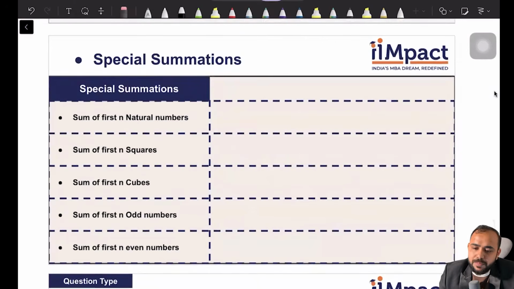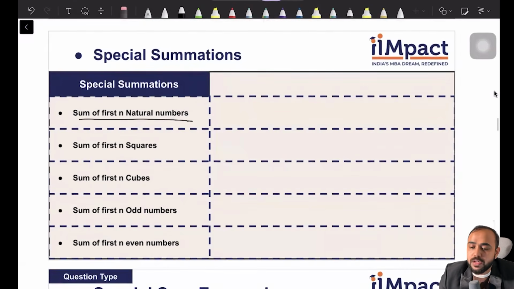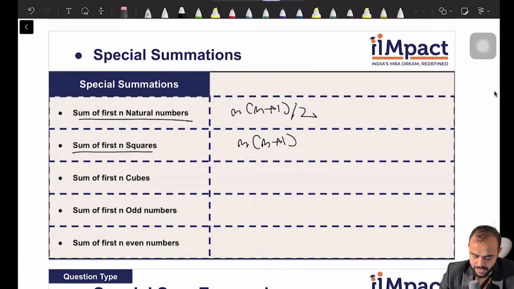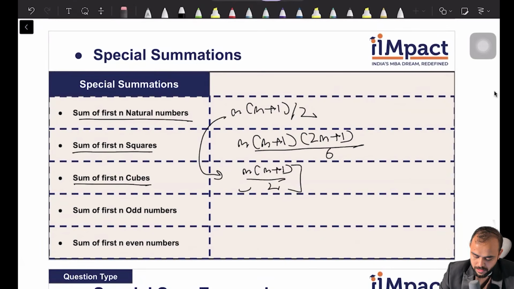Special summations: these are formulas where at this point we are not going to talk about the proofs. We are going to memorize these immediately. I have plenty of times described the proofs, so that is now not on me. Sum of first n natural numbers, you should know these: n into (n plus 1) by 2. Sum of first n squares is going to be n into (n plus 1), so far similar to the previous one, into (2n plus 1) divided by 6. Sum of first n cubes is the square of this: [n into (n plus 1) by 2] whole squared.